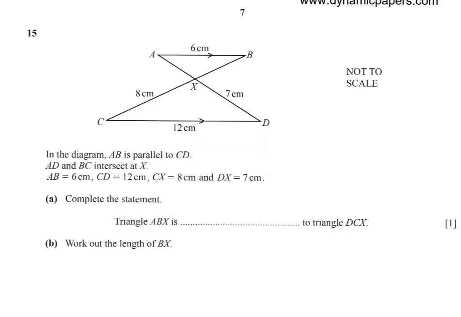Number 15. In the diagram, AB is parallel to CD. AD and BC intersect at X. AB equals 6 centimeters. CD equals 12. CX is 8. DX is 7. Complete the statement: triangle ABX is what to triangle DCX? What is the relation between them?